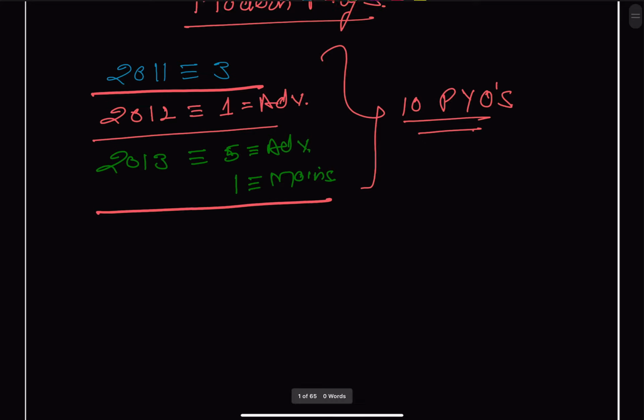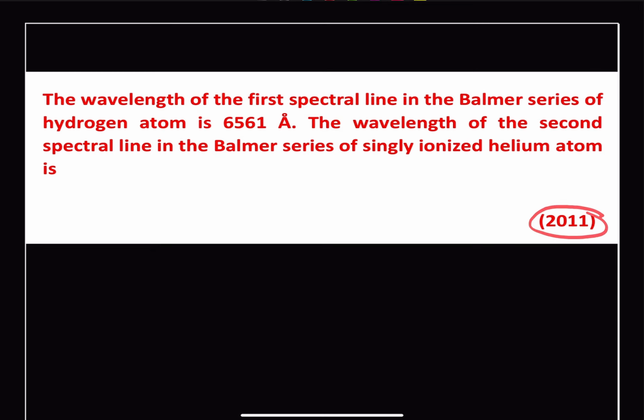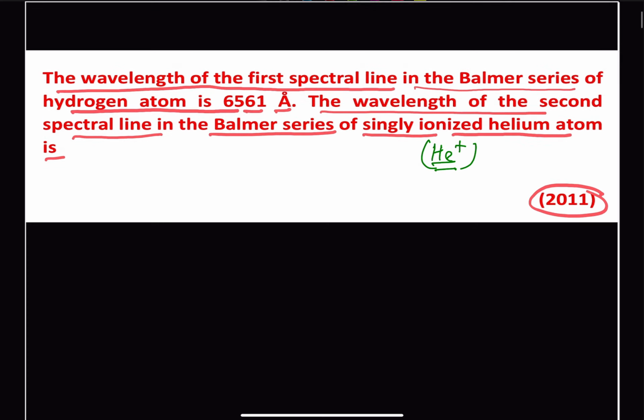So first question, it was asked in the 2011, and it states that the wavelength of the first spectral line in the Balmer series of hydrogen atom is 6561 angstrom. The wavelength of the second spectral line in the Balmer series of singly ionized helium atom is. So here we have to find out singly ionized helium atom, which will be nothing but our He1 positive. And for that we are going to use Rydberg formula.